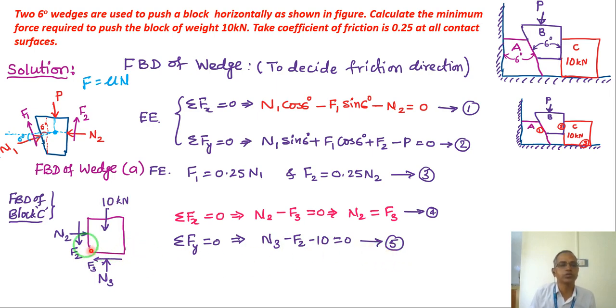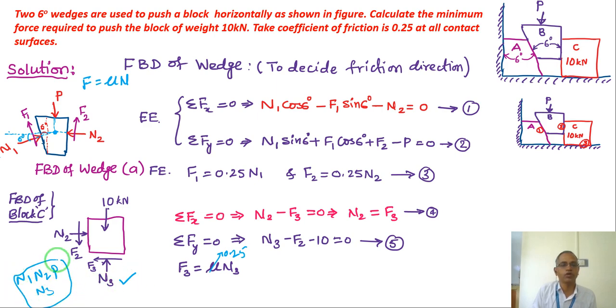So here how many unknowns? N2 already introduced here, and N3, and of course F3 there, that is F3 is mu N3, mu is nothing but 0.25. So I can write this as 0.25 N3. So N3 is one unknown. That's all. In the previous equations, N1, N2 and P, and here another is N3. So total 4 unknowns. I have 4 equations, 1, 2 here and 1, 2 here. So total 4 equations, 4 unknowns. I can solve the problem.